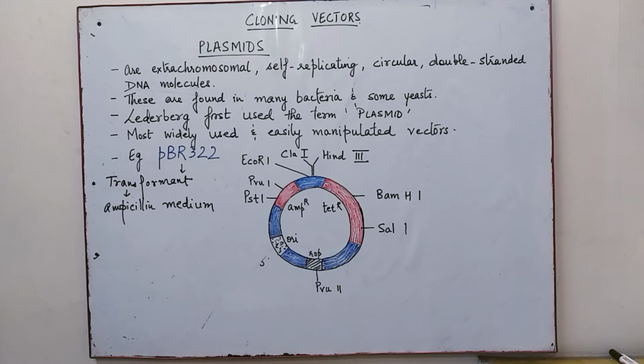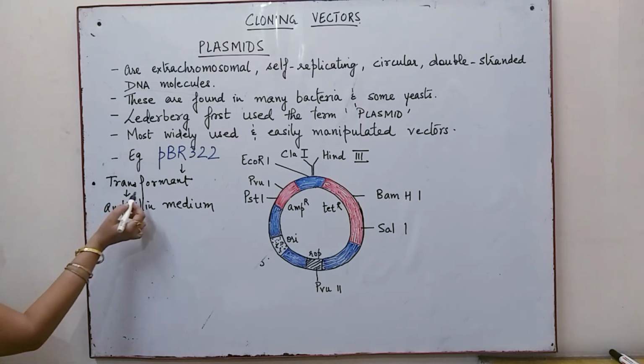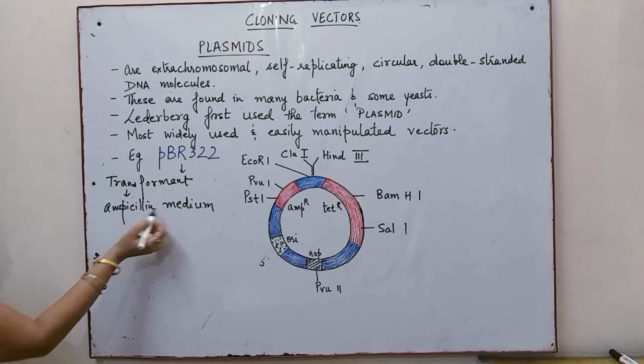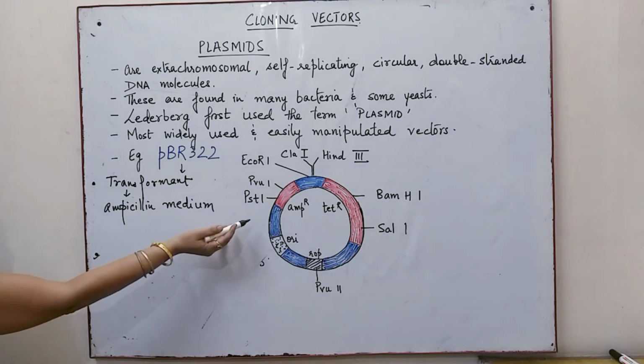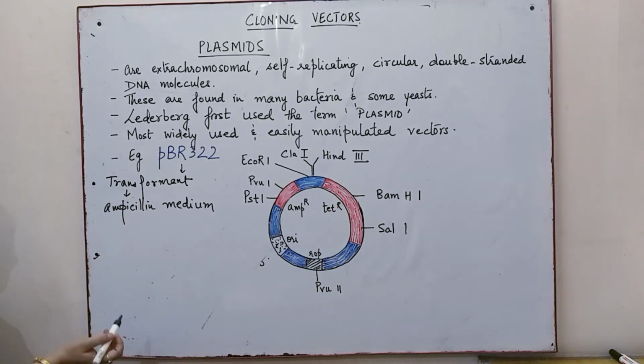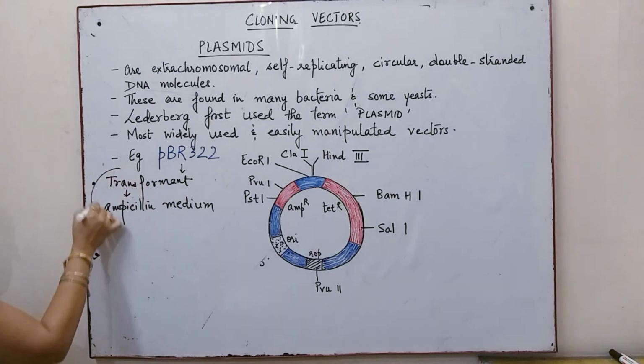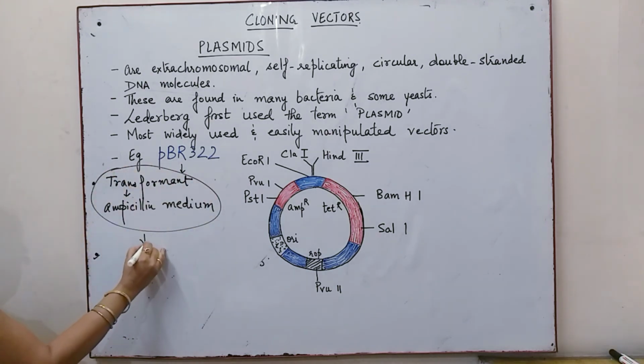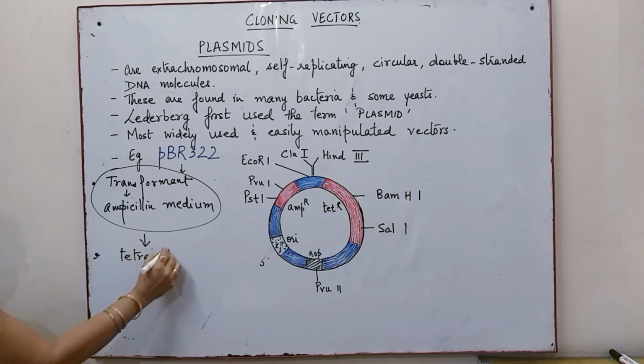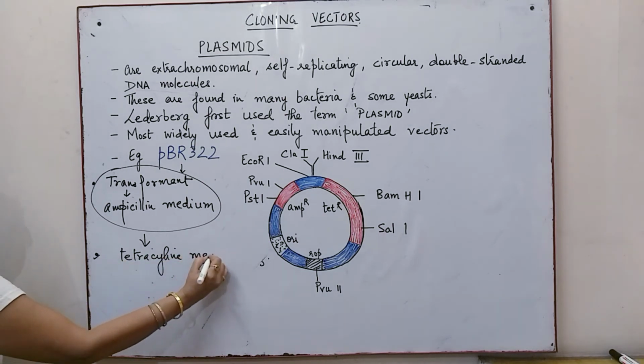Now the transformants growing on ampicillin are then transferred onto a medium containing tetracycline. Now what is happening over here? The transformants have grown on the ampicillin medium. They will continue to grow because they have the resistance for this. Now this is taken and grown on tetracycline-containing medium.